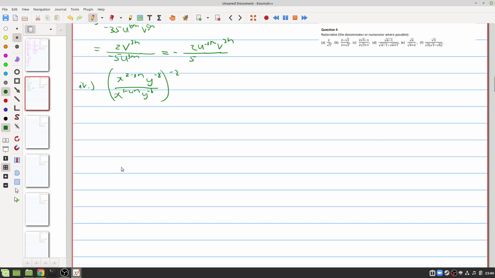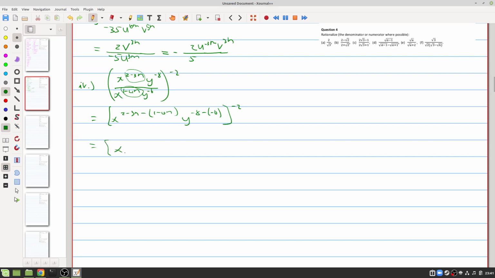So again, lots of things we can do first. What I'd like to do first again is simplify inside the bracket. So let's do the x's first. We've got x, and now we say this exponent minus this exponent, because we're dividing, right? So let me just write it out this time. 2 minus 3n minus the bottom exponent, which is 1 minus 4n. So we take the top exponent minus the bottom exponent. And then we do the same for the y's. Take the top exponent minus the bottom exponent. And all of this is still raised to the power negative 2.